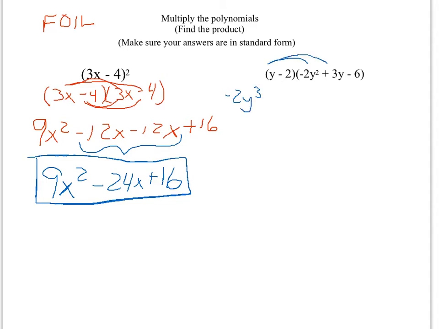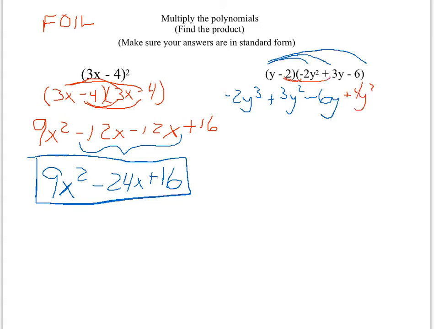And then first times middle. Y times 3y would be plus 3y to the second. And then first times last, or outsides, would be minus 6y. And then we can move to that negative 2. Make sure that gets multiplied to everything. So negative 2 times negative 2y squared would be plus 4y squared.